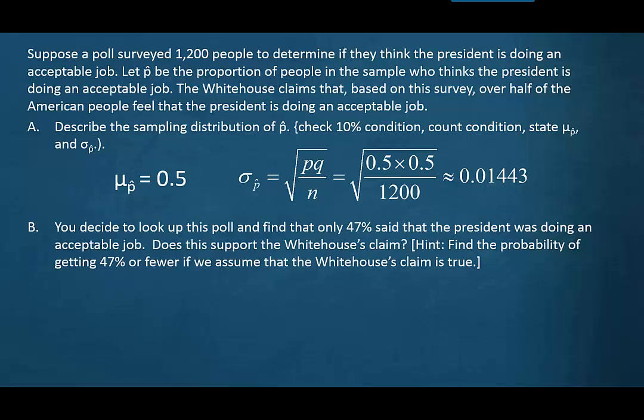You decide to look up this poll and find that only 47% said that the president was doing an acceptable job. Does this support the White House's claim? And you can look at that hint: find the probability of getting 47% or fewer if we assume the White House's claim is true. Okay, so let's go ahead and draw this out.